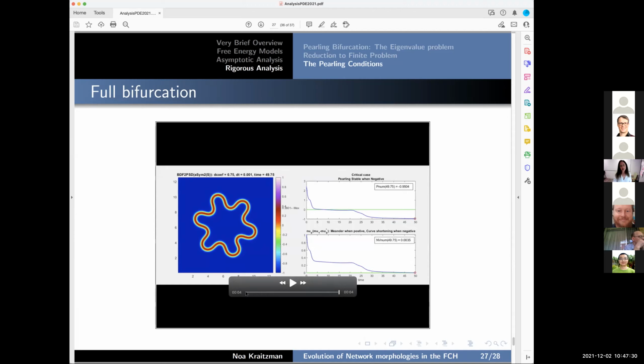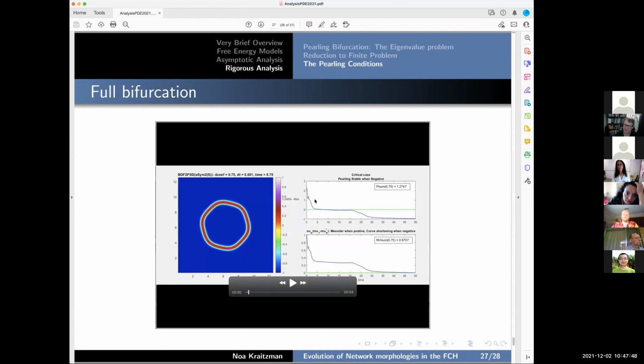So here, I'll stop and say what we're looking at. We're looking at the bilayer. We start with a ring, and it has way too much lipids in the background. So at the initial position, it is both pearling unstable and meandering unstable. You can see that it quickly pearls as it starts to grow.